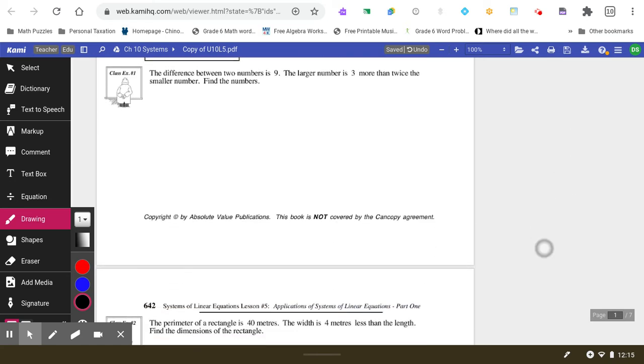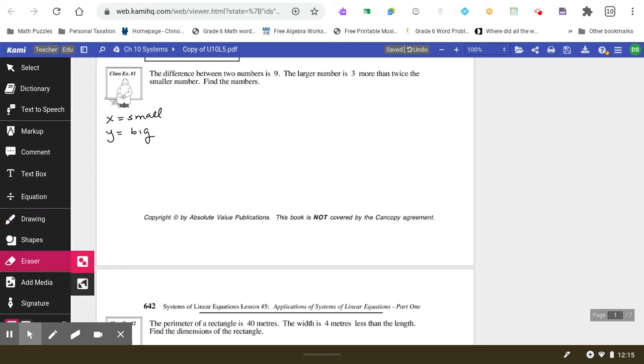So here we go. The difference between 2 numbers is 9. Step 1, come up with your 2 numbers. So it says the larger number is 3 more than twice the smaller. We have a big and a small. So let's let x be the small, and then y can be the big, okay? So if you know that, then it says the difference. Oh, you know what? I think it'd be easier to go the other way. Let's start over. Let's let x be the big and y be the small, just because I think it'll be easier in this next one. It doesn't matter, but the difference between the 2 numbers is 9.